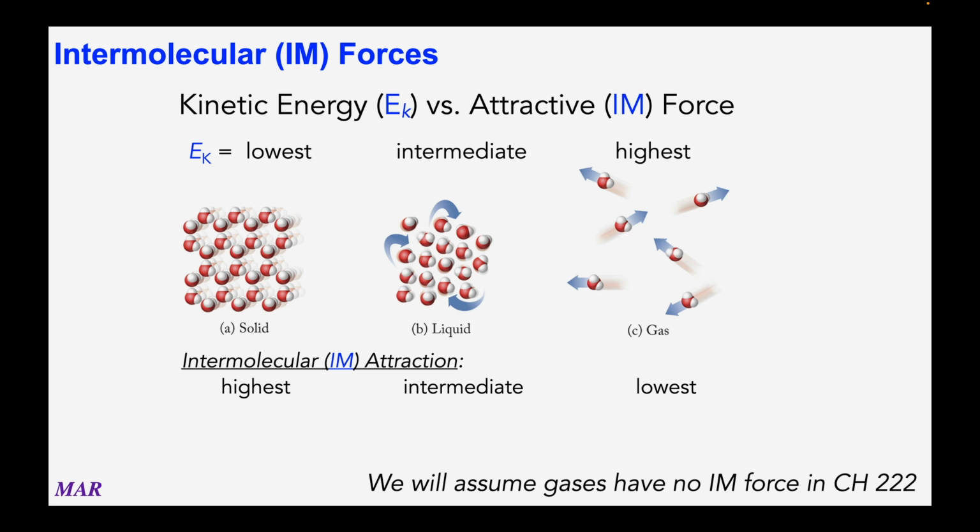A piece of ice has really strong water-water intermolecular bonds and not a lot of kinetic energy. Liquid water has some kinetic energy, but also some pretty strong intermolecular forces, so that's why it's different. And gas vapor, if you heat up water on a stove, that water vapor has the highest kinetic energy and no or very, very low intermolecular forces. Now, in reality, gases do have a little bit of IM force going on, but we will assume in Chem 222 that there's none.